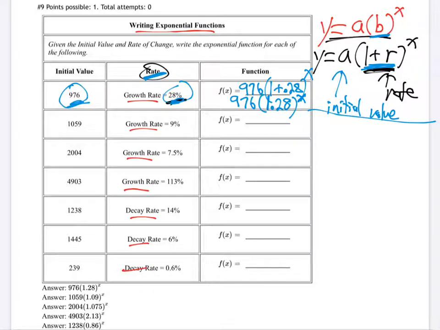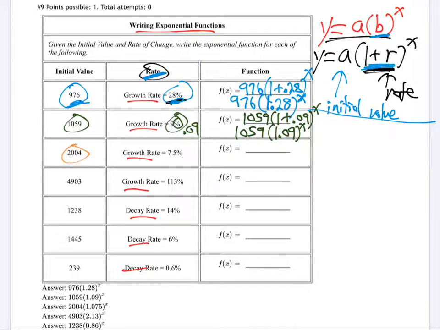Second one, growth rate's 9%, and the initial value is 1059. So 1059, 1 plus, now how do you do 9% as a decimal? 0.09. Remember, it always goes back 2 places, because that's why there's 2 zeros in the percent symbol. It's telling you move that decimal back 2 places. 1 plus 0.09 to the x. So that's 1059, 1.09 to the x. All right, next one.